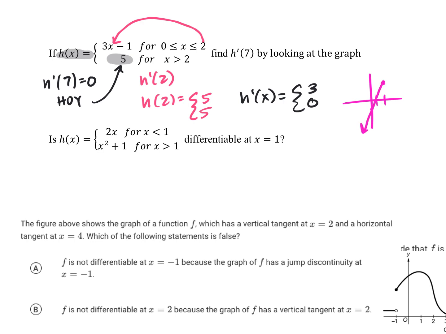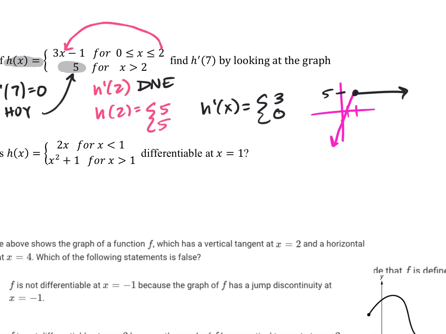This is the 3x minus 1. And then it looks like this at 5. This is 5. So you guys, this is continuous. We proved it. At 2, they both equal 5. Is there a corner there? Yes. Therefore, h prime of 2 does not exist. The slope at 2 does not exist.